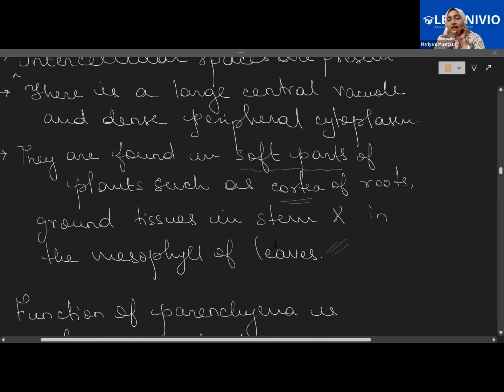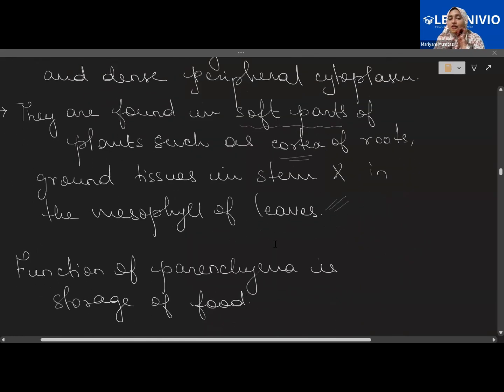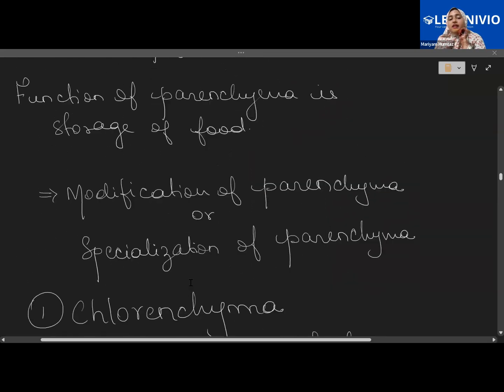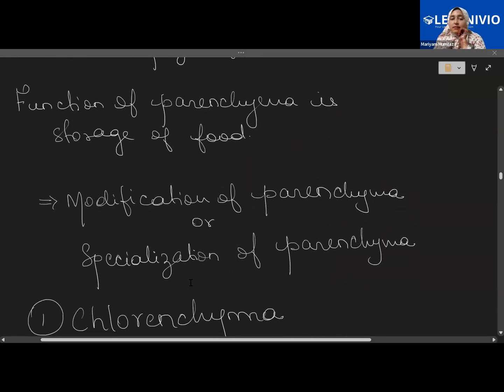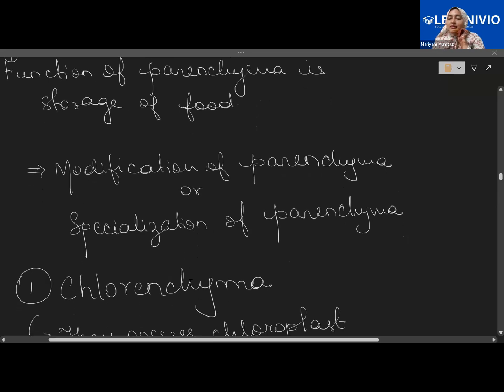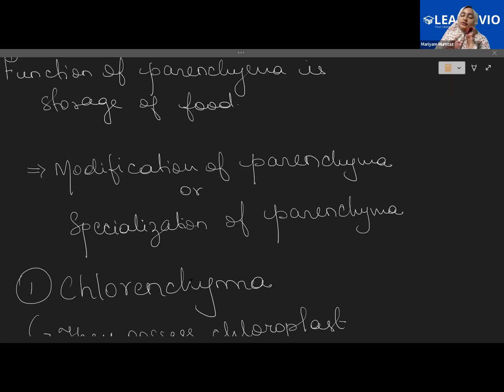Talking about where they are found, they are found in the soft parts of the plant, such as the cortex. They are found in the ground tissues and also in the mesophyll of the leaves. Next, the function of parenchyma is storage. Apart from that, parenchyma has certain modifications, as we talked about when discussing its features, that it can be a little bit specialized. Now we're going to see the various kinds of specializations in parenchyma.